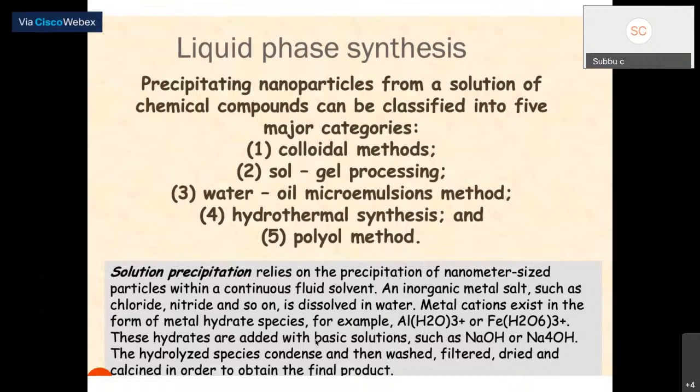Okay, so the solution precipitation rules. It basically tells that an inorganic metal salt, such as a chloride, nitrate, and so on, is dissolved in water. Metal cations exist in the form of a metal hydroxide species. That means, say, aluminum hydroxide or iron hydroxide. These are treated with a basic solution such as sodium hydroxide or ammonium hydroxide, NH4OH. When you have these kinds of bases, the hydrolyzed species will condense and precipitate. Finally there will be a network formed.